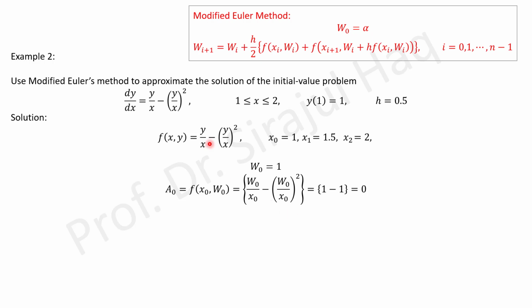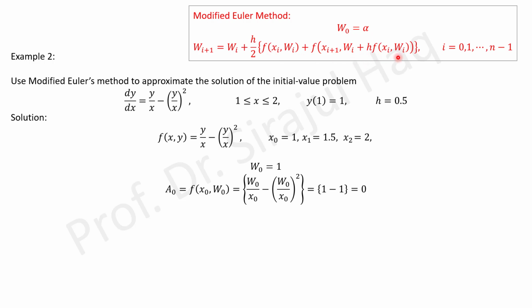So in your function, substitute x by x naught and y by w naught. So w naught by x naught minus w naught by x naught whole square. W naught is known. So this is 1 divided by x naught, which is 1, so 1 by 1 minus 1 by 1. So 1 minus 1 is equal to 0. Remember, this is the value of the function at x equal to x naught.